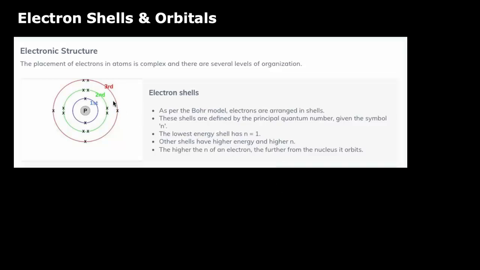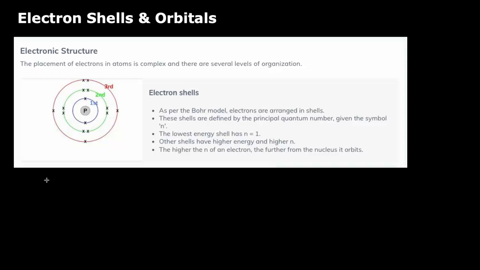Let's talk about the electrons, shells, and orbitals: how electrons are arranged inside the atom. This is a little bit complex, and we have several layers of organization. As per the Bohr model, electrons are arranged in shells. These shells are defined by the principal quantum number given the symbol n.